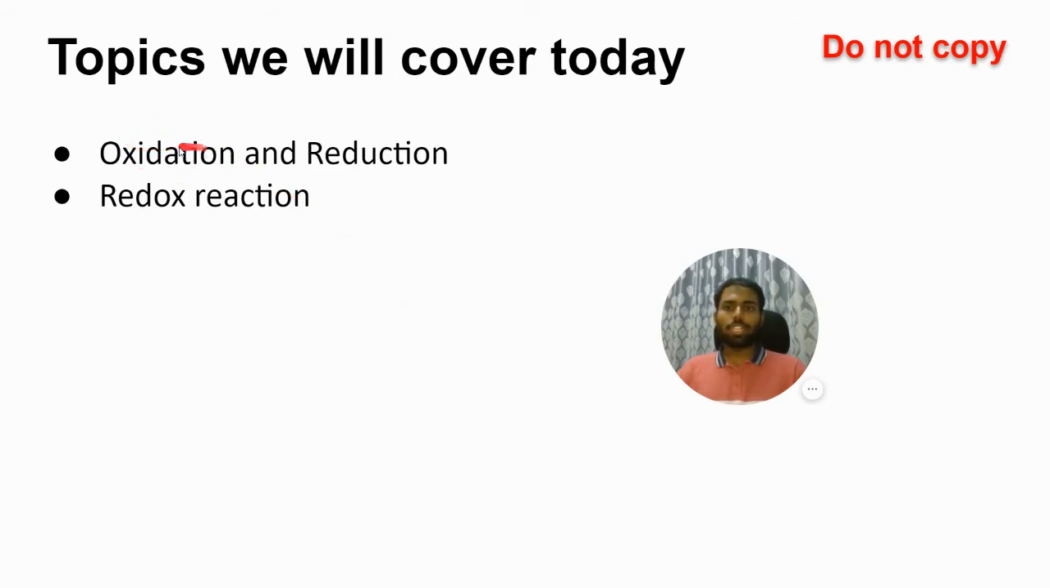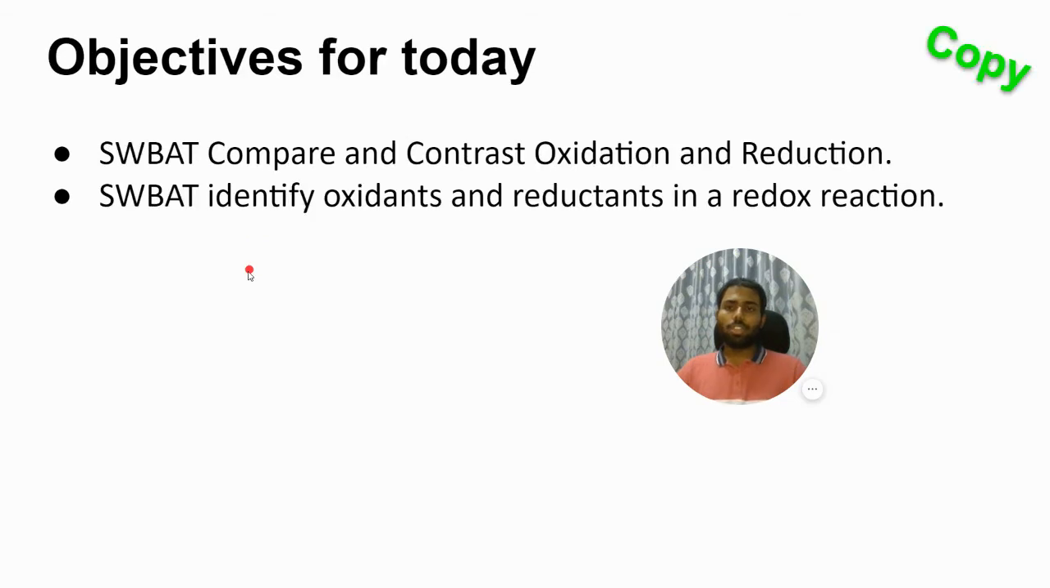Today we're going to see oxidation and reduction, and we're going to see something called a redox reaction. Your objectives for today will be: students will be able to compare and contrast oxidation and reduction. Compare means you should be able to tell the similarities between oxidation and reduction, and contrast means you should be able to write the difference between oxidation and reduction. Second objective for today will be: students will be able to identify oxidants and reductants in a redox reaction. This will make sense only once we learn what is redox reaction. Now you won't understand that, right?